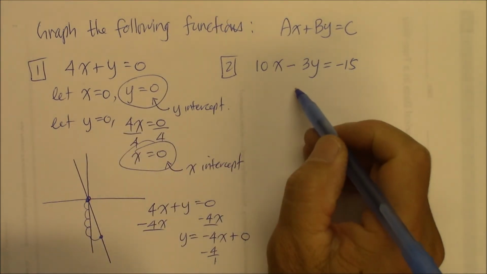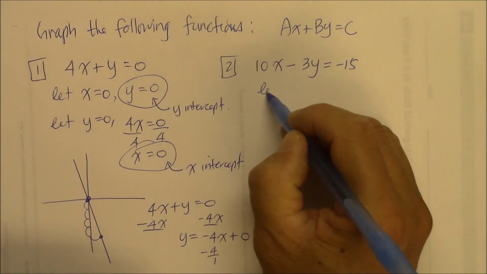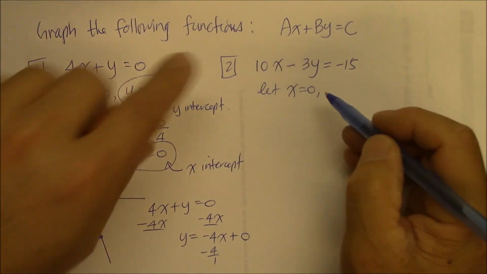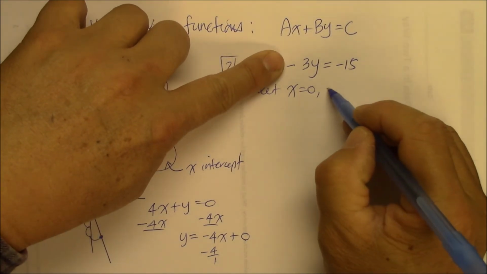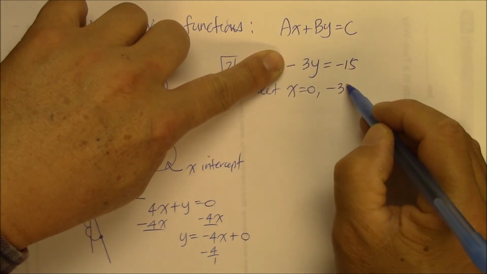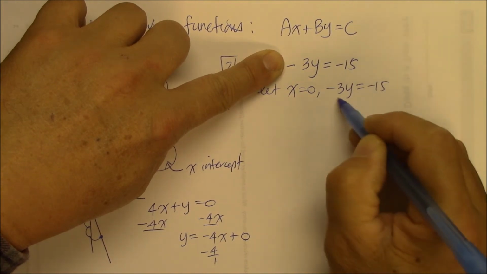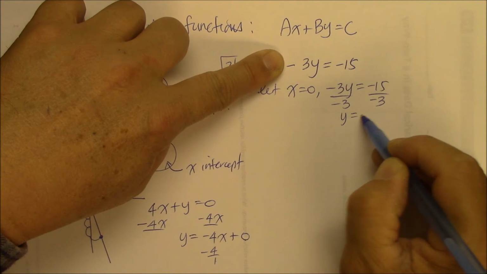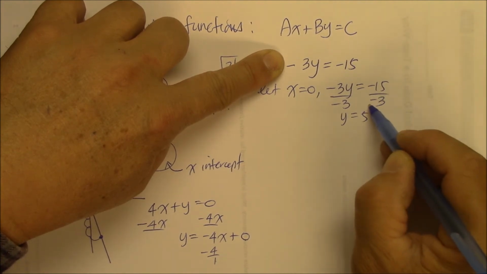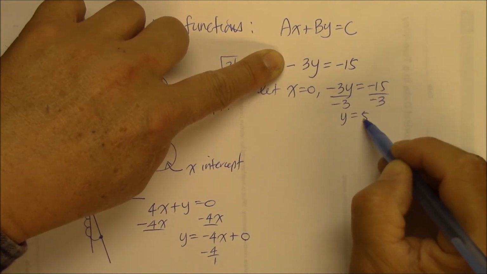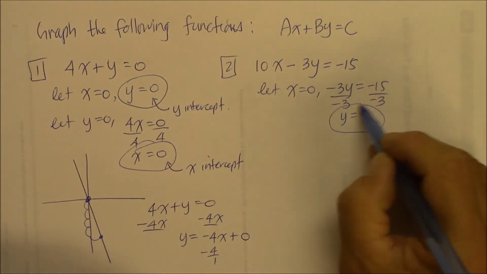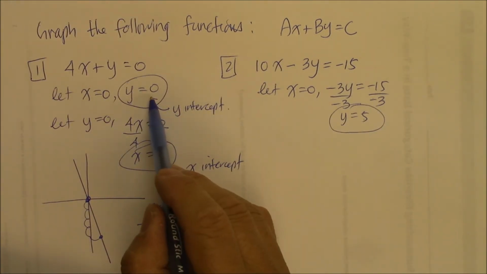All right, in this case, you're going to let x equal 0, just like I showed you over here. When you do, you put a 0 there. So you get your finger there, and you've got negative 3y is equal to negative 15. Divide negative 3 to both sides. So y is equal to 5, because negative 15 divided by negative 3, negative divided by negative is positive, and 15 divided by 3 is 5. You got your y-intercept, like we have a y-intercept here.